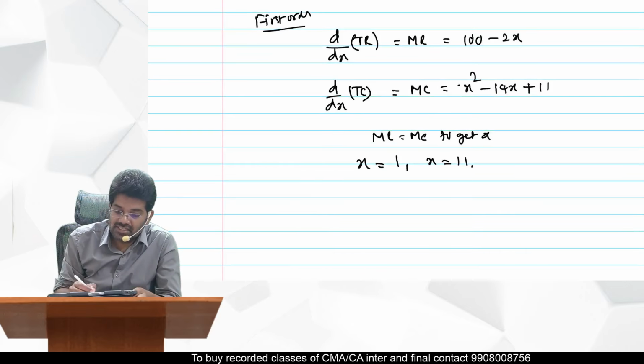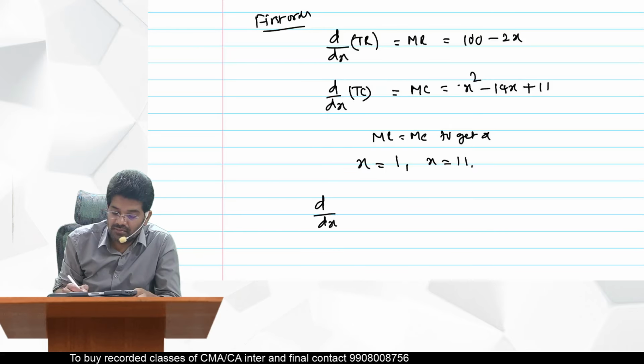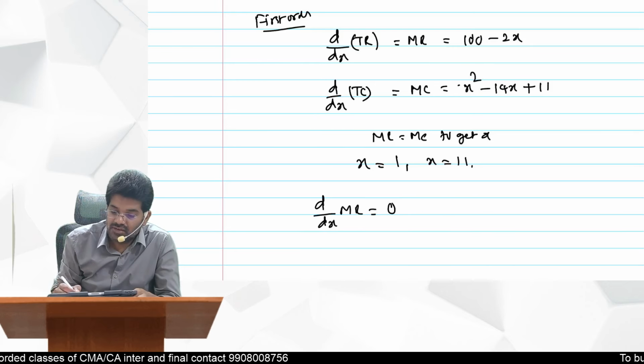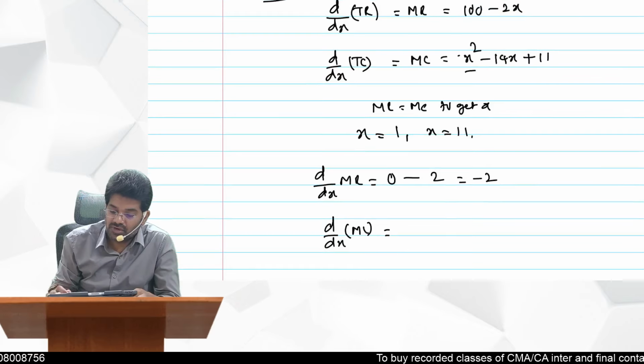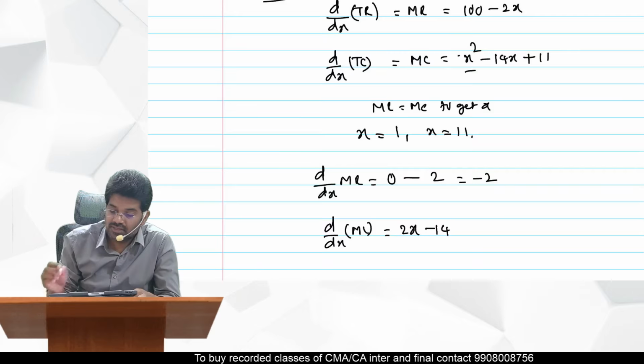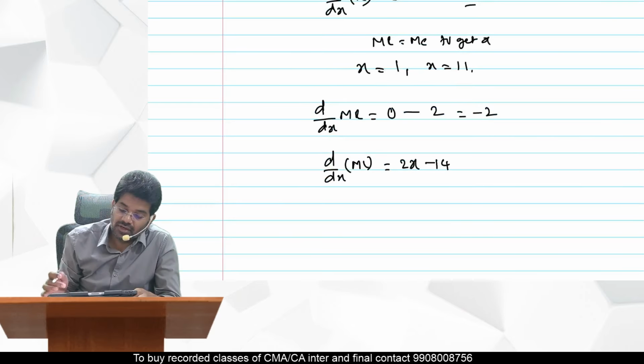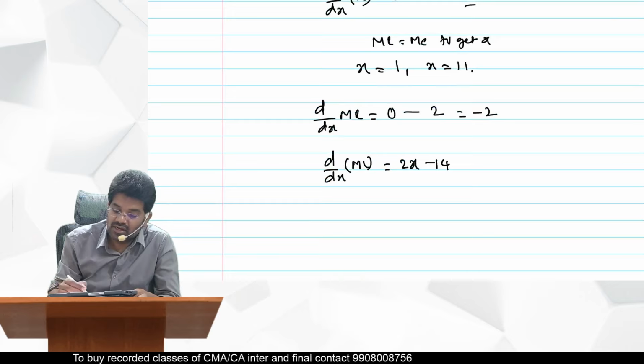Now, the last step. Again, you take d by dx of MR. How much are you getting? 100 is constant, so 0, minus 2. So minus 2 I am getting. Then d by dx of MC: x square means 2x, minus 14, the constant is 0. Now put x in this. Already d by dx of MR is minus 2.